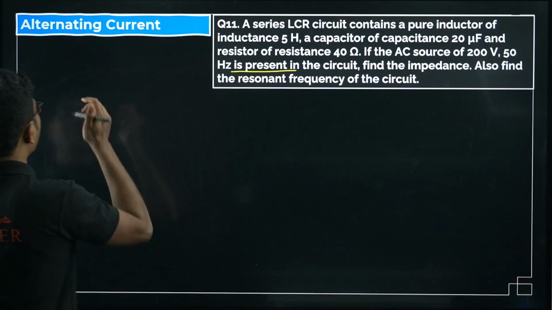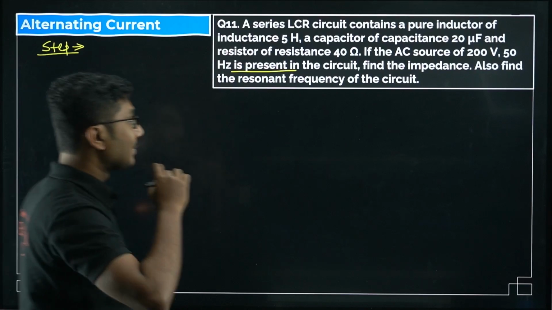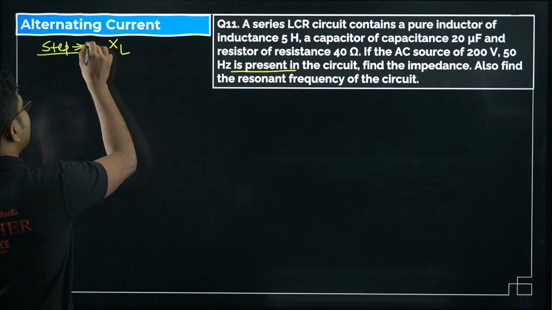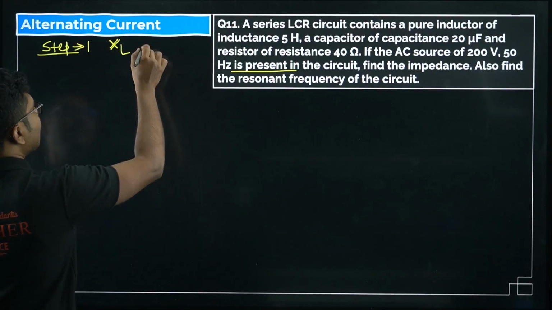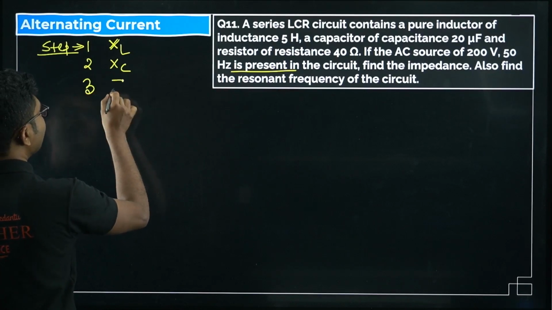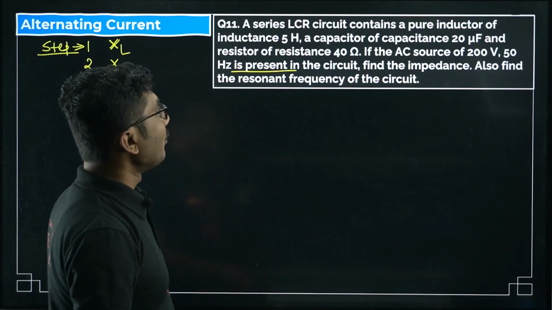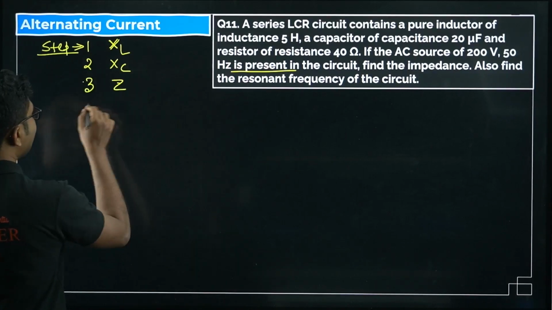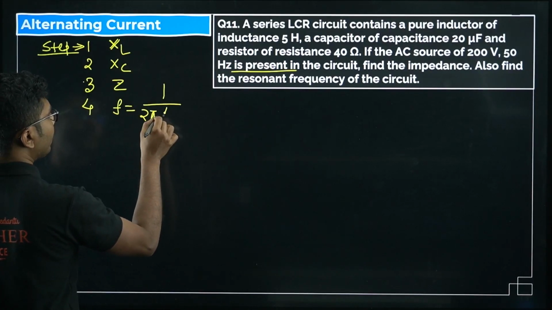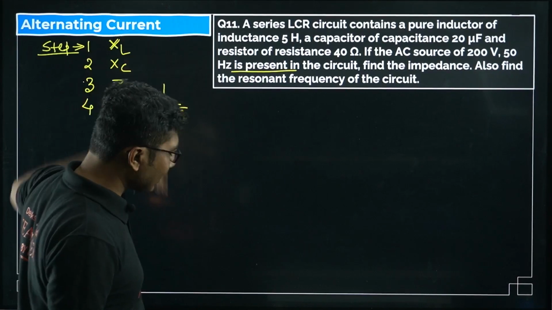So you have to remember these steps. What is the first step? It is an LCR circuit. Step number 1, calculate XL. Step 2, calculate XC. Step 3, calculate Z. These are the 3 steps when you are calculating the impedance. And for resonant frequency, the formula is simple: 1 by 2 pi square root of LC. This is the formula for resonant frequency. So these are the steps you have to remember.